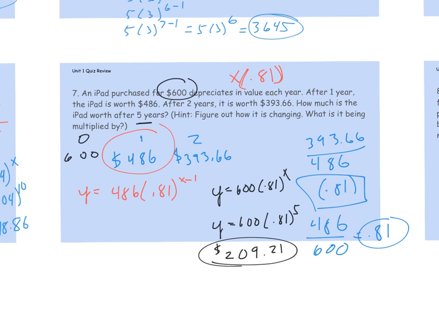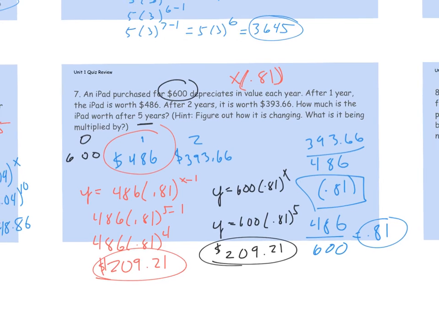Here, if you did it, I'll do it in red so we don't get it confused. If you go with that first term, you got to subtract 1. If you went with the third term, you'd have to subtract 3 from x. 486 times 0.81 to the 5 minus 1, well, that would be 4. So it's 486 times 0.81 to the 4, and you still get 209.21.